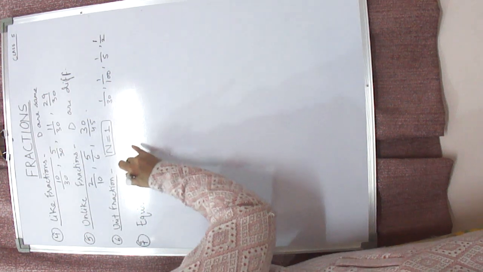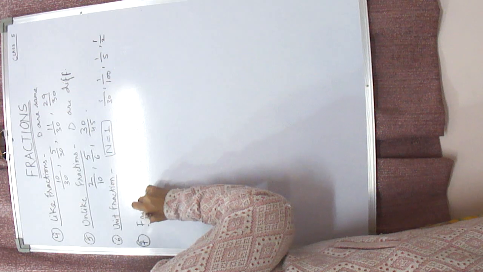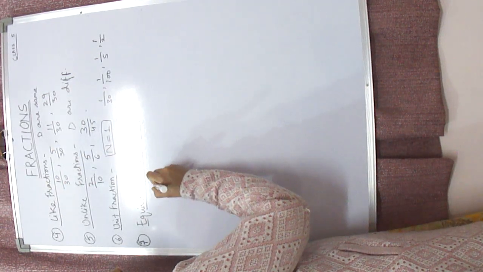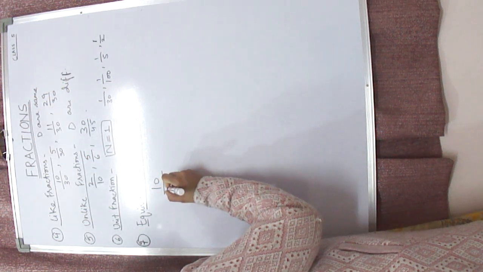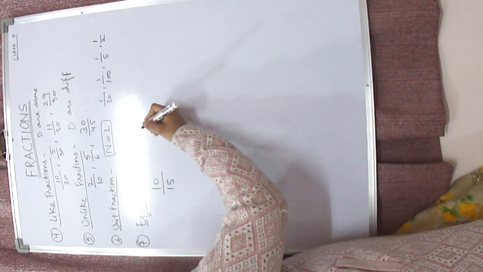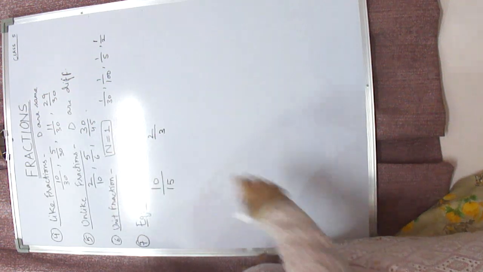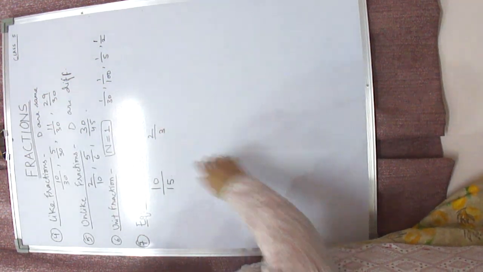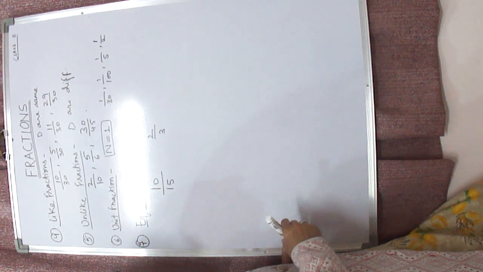Equivalent fraction. Okay. 10 upon 15 and let's make it as 2 upon 3. I have two fractions. I will say that they both are equivalent. Now you will say how they both are equivalent.